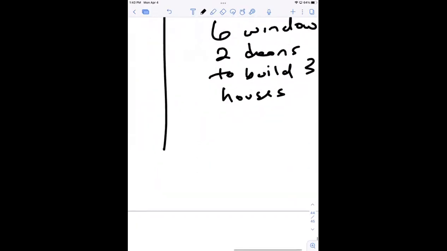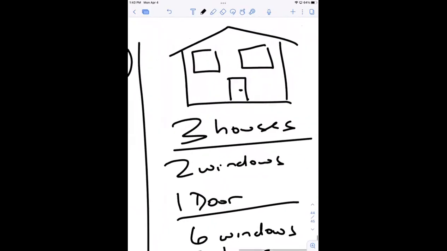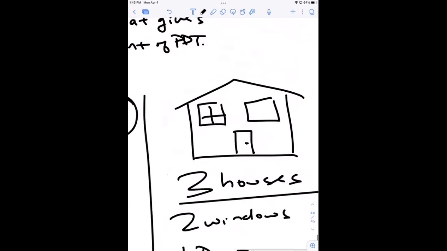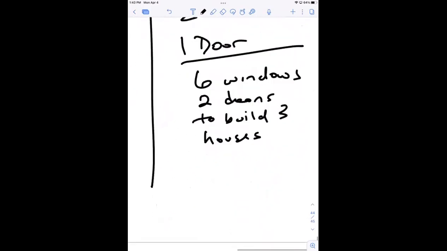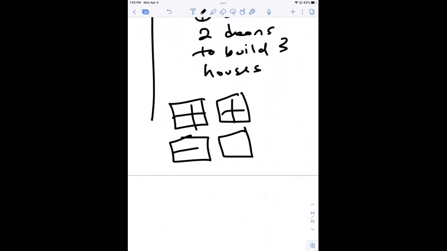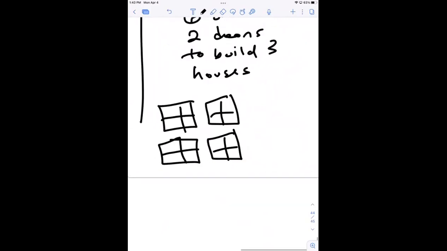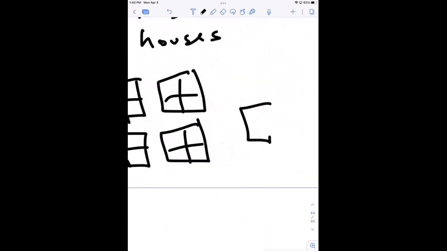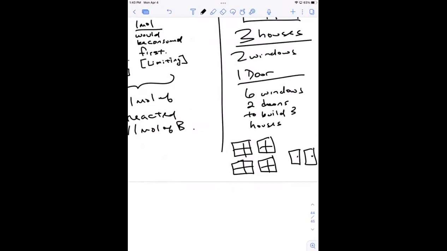Now, what if you had 4 windows and 2 doors? Let me put some panes in here so we can tell them apart. How many houses could you build if you only have 4 windows and 2 doors?